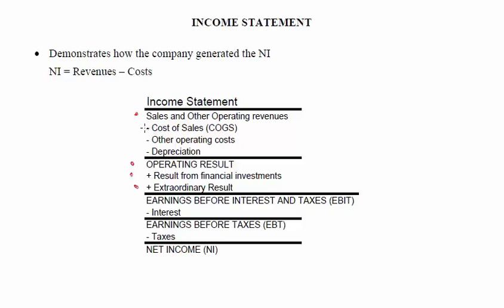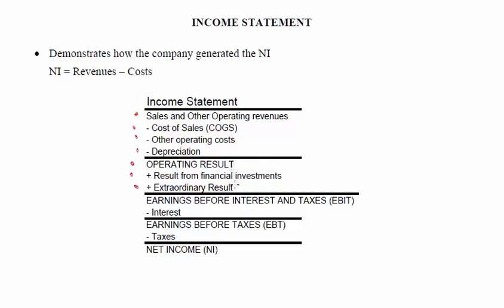Then we have the costs. The costs related with these revenues. We call it cost of sales, or cost of goods sold. We may have also other operating costs, like, for example, the cleaning of the factory and the maintenance of machinery. We also have what is known as the depreciation of the machinery involved in the production of these goods. Okay. Now then, with these items we obtain the operating result.